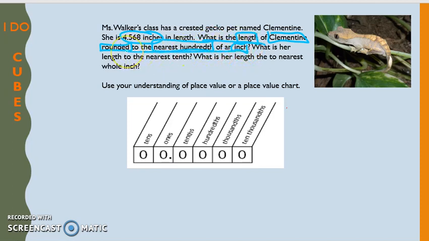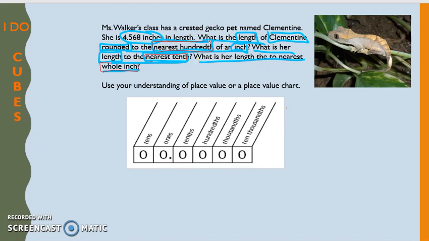Okay, so we want the length of the gecko rounded to the nearest hundredth of an inch. And then we also want to know what is her length to the nearest tenth. And then lastly, so this is a three-part question, we want to know what is her length to the nearest whole inch. So what is her length to the nearest whole inch, nearest tenth, and nearest hundredth, if she is 4.568 inches in length.